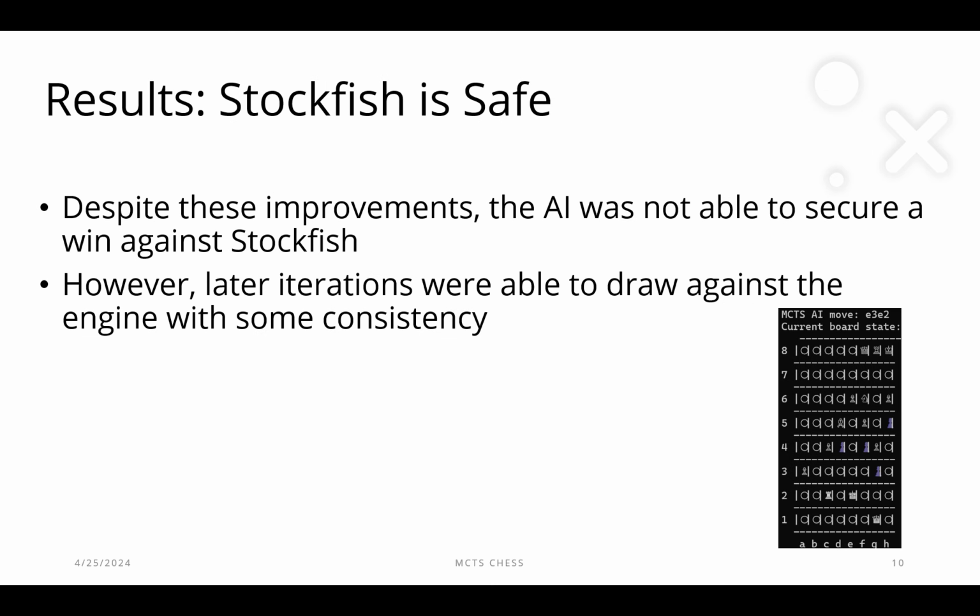The overall result is that Stockfish was very safe. Despite the improvements I made, the AI was not able to secure a win against Stockfish. However, some later iterations were able to draw against the engine with some consistency. I say some later iterations because, as I mentioned, I think I made performance a little bit worse with one of my last changes. But at one point, I ran like 5 simulations at once, and I think 4 of them ended up in my AI drawing against Stockfish, which I'm actually pretty happy with.